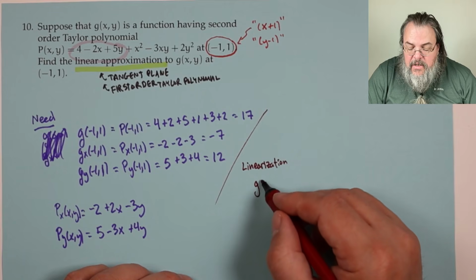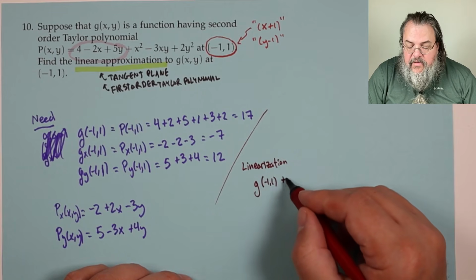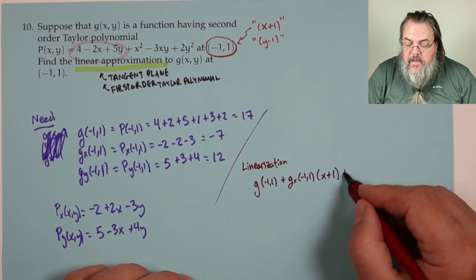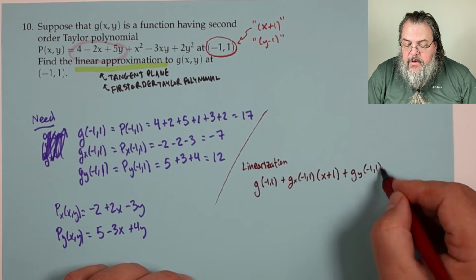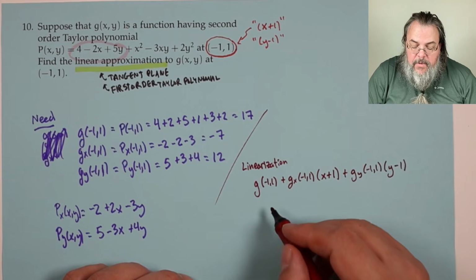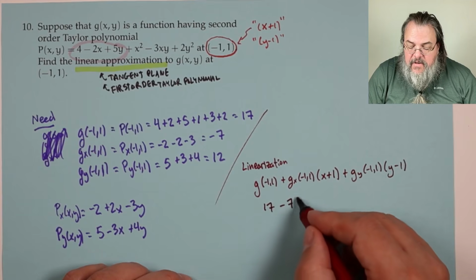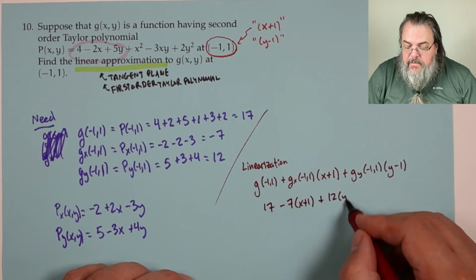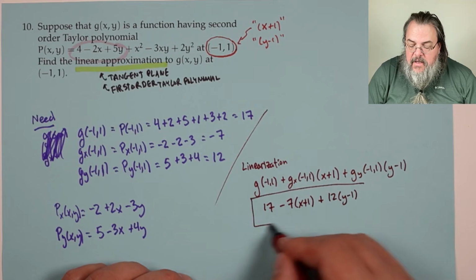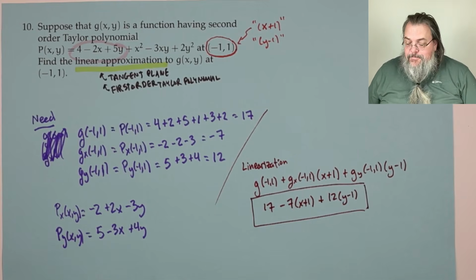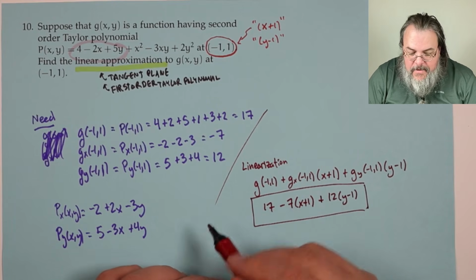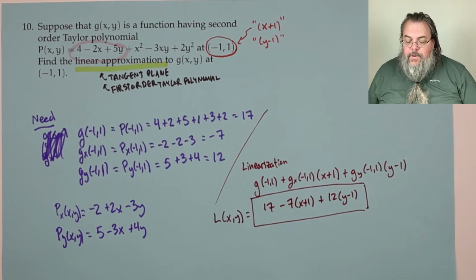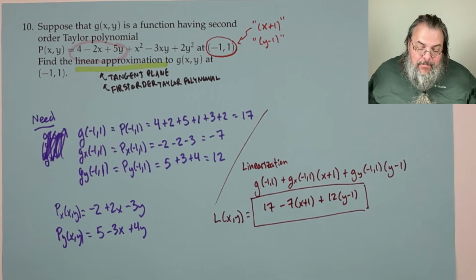is g of minus 1, 1 plus g sub x at minus 1, 1 times x minus minus 1, x plus 1, plus g sub y at minus 1, 1 times y minus 1, which makes it 17 minus 7 times x plus 1, and then plus 12 times y minus 1. And there we go. Now, we could call it a function if we want, L of x, y, but we're amongst friends. We know what we mean. All right, we made it through.